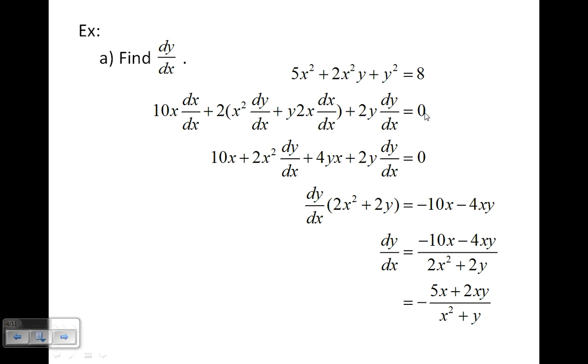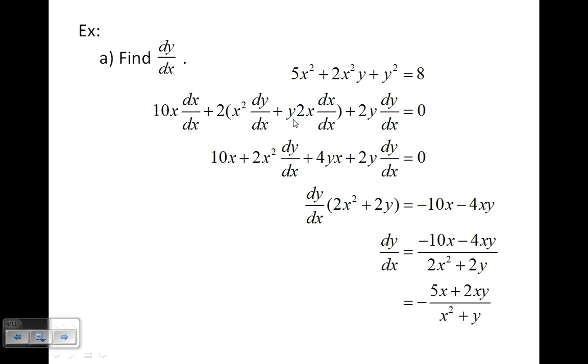Equals the derivative of 8, don't forget, 0. One thing, if you wanted to get a handle on this right away: the terms that don't have any y's in them, you just take the derivative like normal. This is 10x. The terms that have the y's in them, make sure that when you're taking the derivative of it, you're adding a dy/dx in there. It's due to the chain rule, but make sure that whenever you're taking the derivative of a y, you put in a dy/dx.